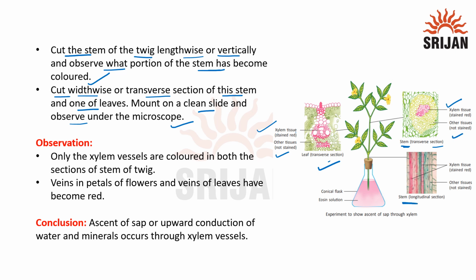And this is the longitudinal section of the stem. So in this you can see xylem tissue that is stained red and it can be observed under the microscope. Okay, so what is the observation now?